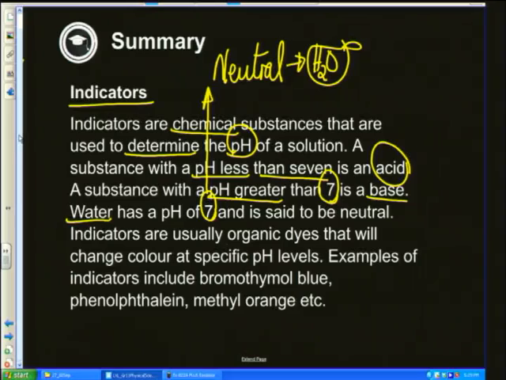Indicators are usually organic dyes that will change color at specific pH levels. Examples of indicators would include, and many more others of course, bromothymol blue, phenolphthalein, methyl orange, etc.